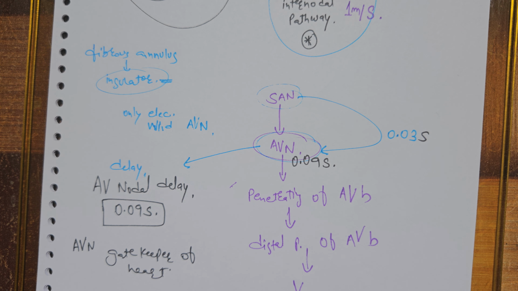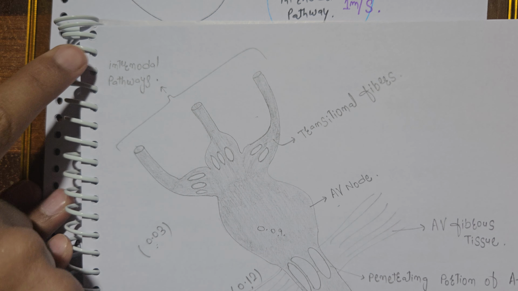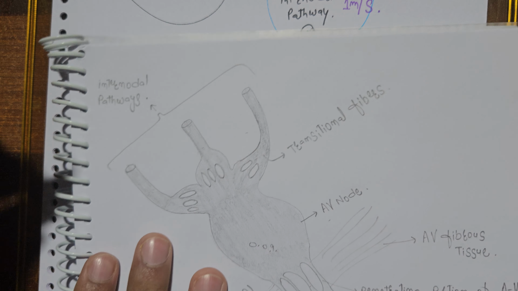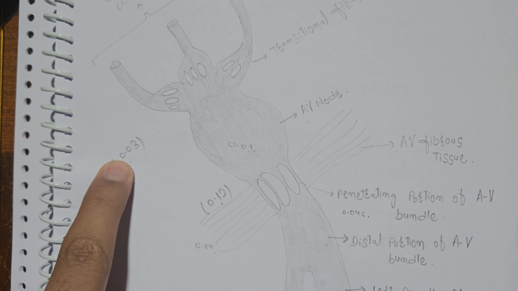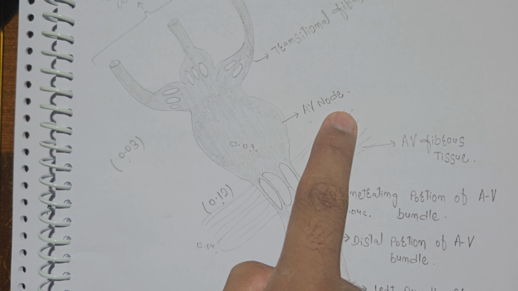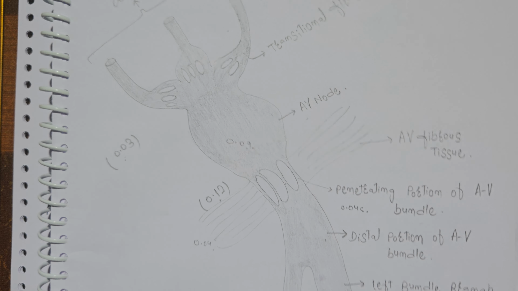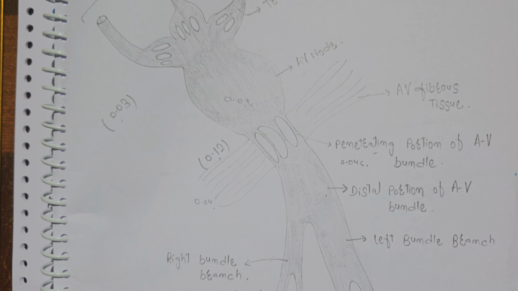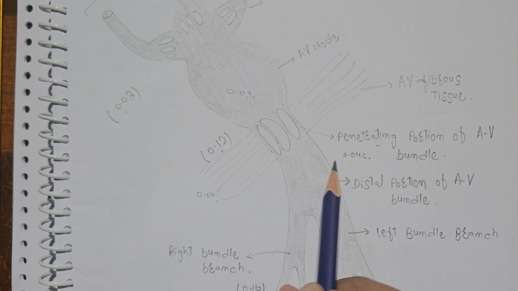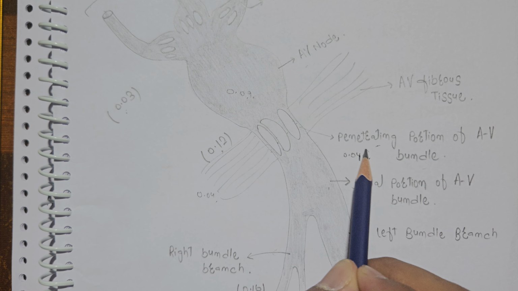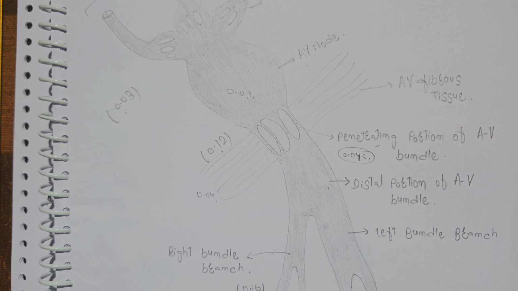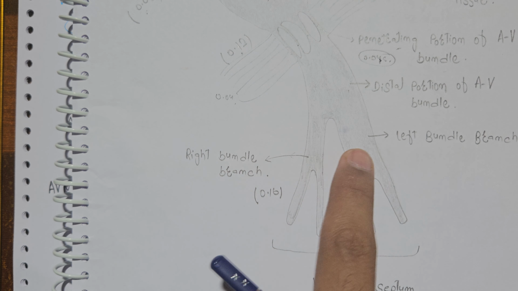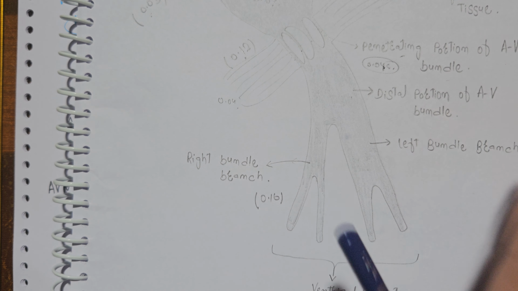I will show you that diagrammatically. Here is the diagram. From the SA node, the impulses go through these three internodal pathways to the AV node. It takes 0.03 seconds from the SA node to the AV node, and in the AV node there is a delay of 0.09 seconds. Then the impulses go to the penetrating portion of the AV bundle, and in this penetrating portion there is another delay of 0.04 seconds. And then the impulses go to the distal portion of the AV bundle, and then to the left and right bundle branches, which are in the ventricles. We will talk about this part in the next video.